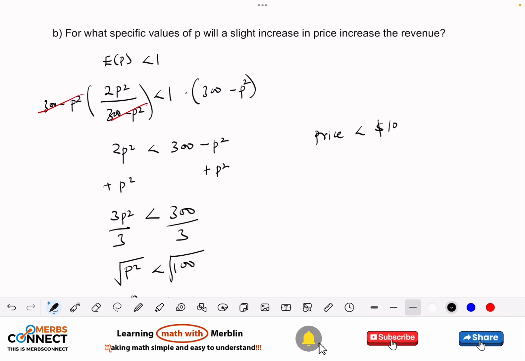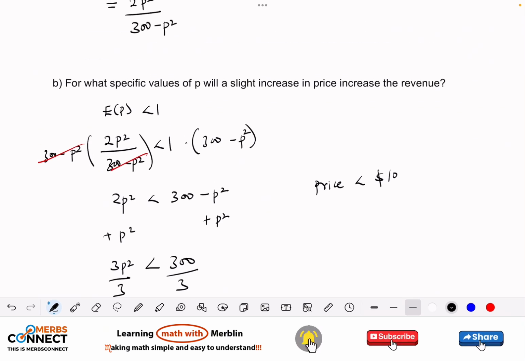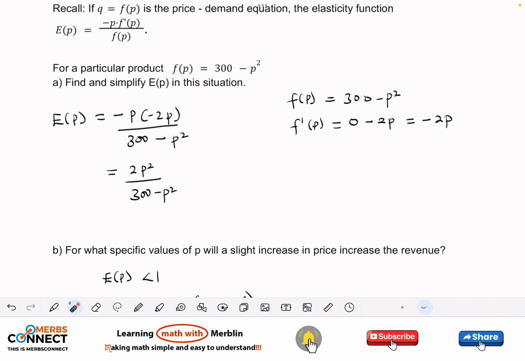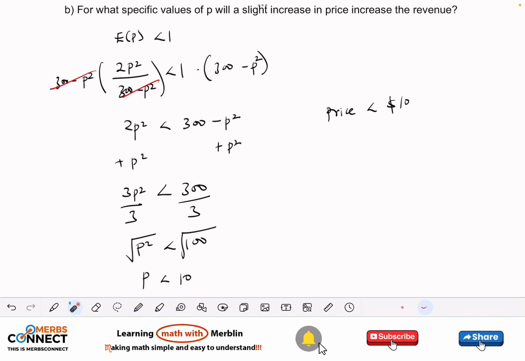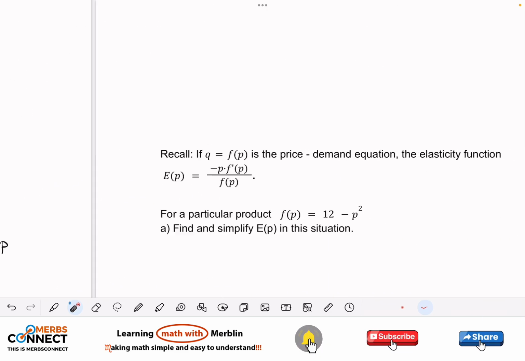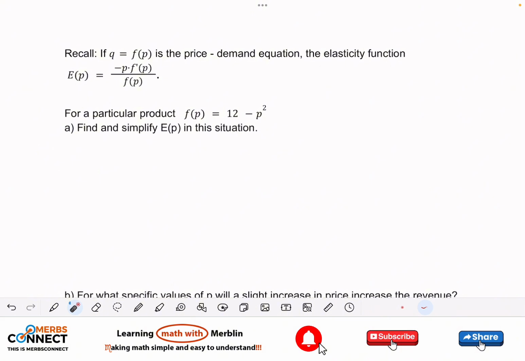So any price that is less than $10 will also increase the what? The revenue, right? So we can have like $9, we can have like $8. That's the reason why we are saying values. So we have a lot of them since it's less than 10, right? So this is how we go through the function. So I will take a similar one, then I'll explain again. If you didn't get this one, then I'll give you the third one to do, right?